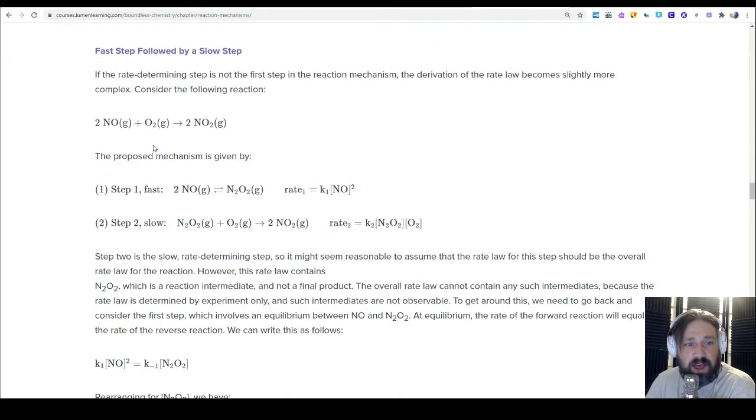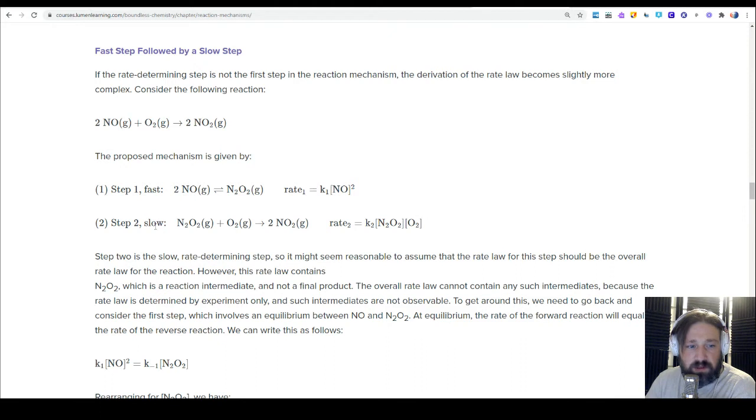We have a reaction here, 2 nitrogen monoxide and oxygen goes to 2 nitrogen dioxide. And the mechanism is as follows. You have step 1, it's fast. 2 nitrogen monoxide goes to N2O2, dinitrogen dioxide. And we have its rate law here. Remember, the coefficient of the elementary step equals the order of this reaction.